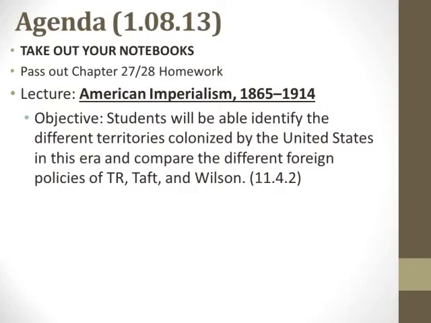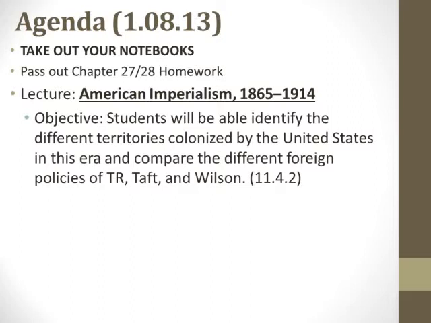Today we're going to begin Unit 7, American Imperialism, and our objective for this week will be for you to identify the different territories colonized by the United States in this era and compare the different foreign policies of Teddy Roosevelt, President Taft, and President Wilson.